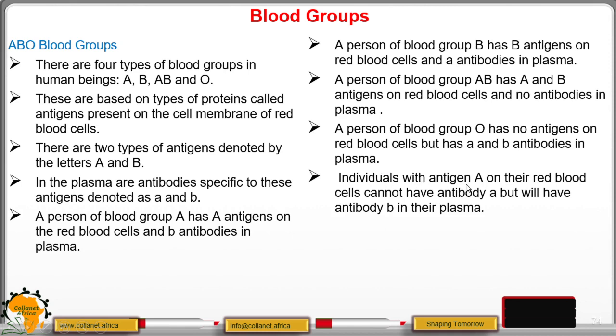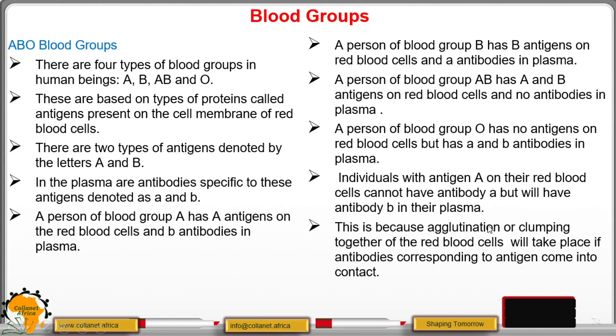Individuals with antigen A in their red blood cells will never have antibody a, but will have antibody b in their plasma. So this person having antigen A is having blood group A. So whenever you see this antigen A, that means this is blood group A, and so this person cannot have antibody a, but will have antibody b.